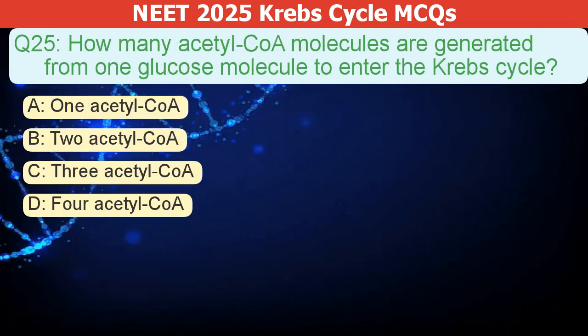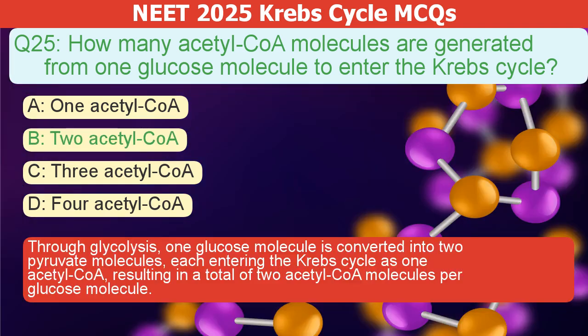How many acetyl-CoA molecules are generated from one glucose molecule to enter the Krebs cycle? A. 1 acetyl-CoA. B. 2 acetyl-CoA. C. 3 acetyl-CoA. D. 4 acetyl-CoA. The correct answer is B. Through glycolysis, one glucose molecule is converted into 2 pyruvate molecules. Each pyruvate then enters the Krebs cycle as 1 acetyl-CoA. This results in a total of 2 acetyl-CoA molecules per glucose molecule.